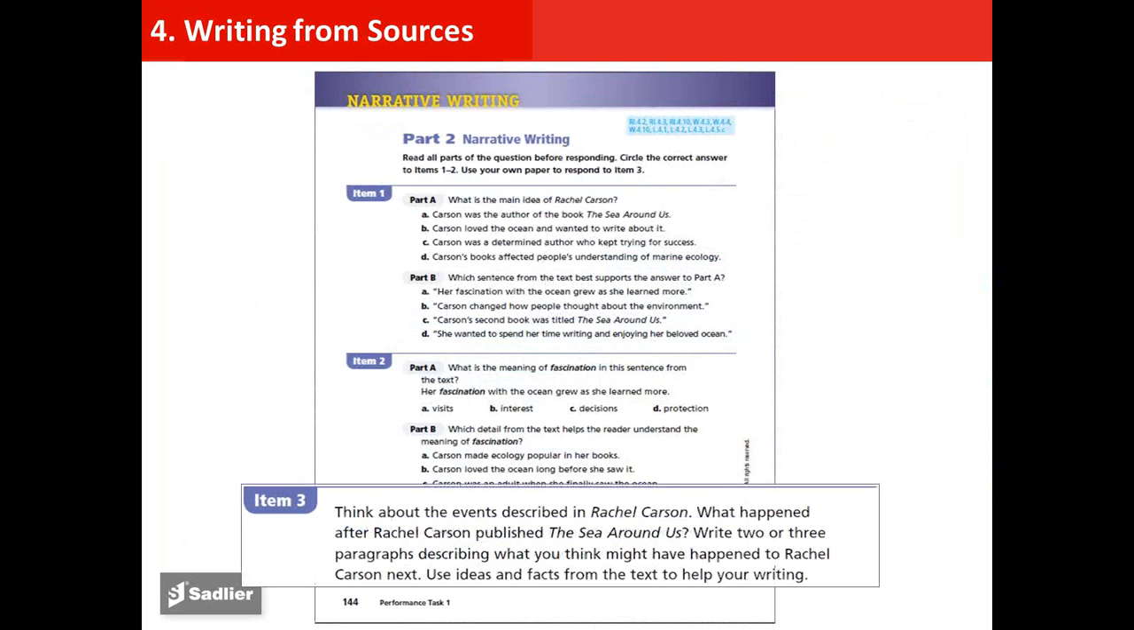Another example of writing from sources. Think about the events described in Rachel Carson. What happened after Rachel Carson published The Sea Around Us? Write 2 or 3 paragraphs describing what you think might have happened to Rachel Carson next. Use ideas and facts from the text to help your writing.